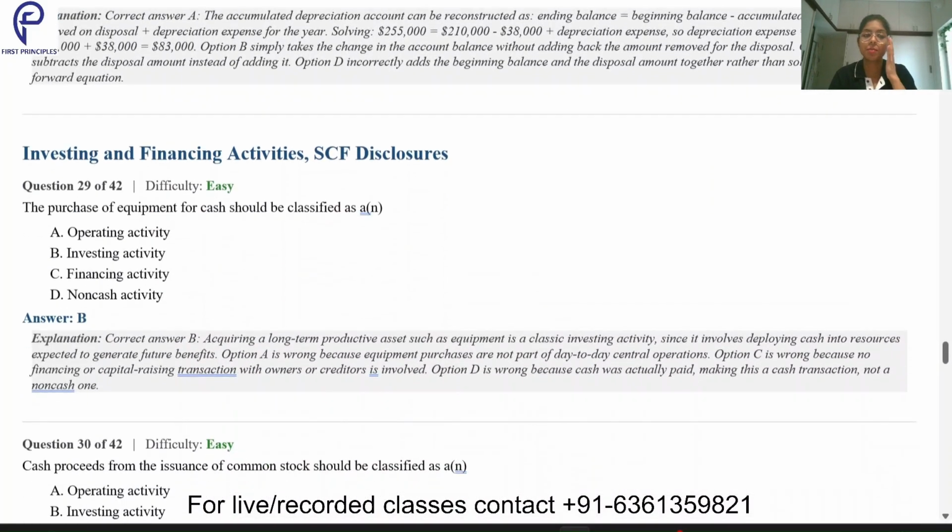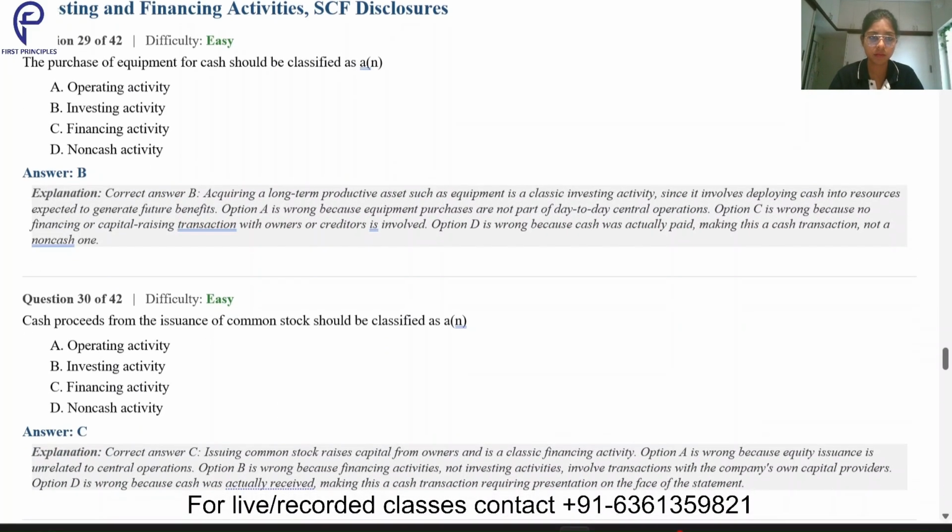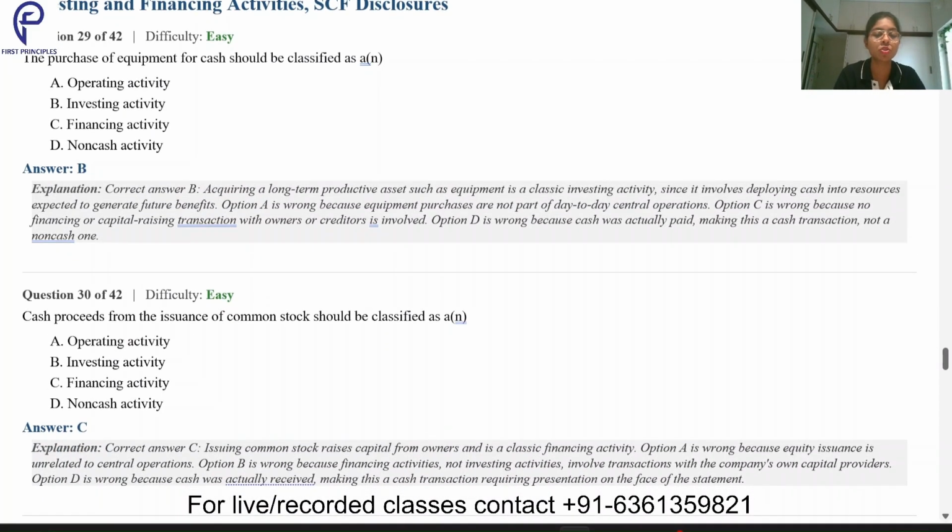Moving on to question number 29. Now we will have the questions based on the investing and financing activities. The question says the purchase of equipment for cash should be classified as a very simple investing activity. Yes, sometimes you get simple straightforward questions in the exam. But not every question will be like that, because we have 100 MCQs, so maybe one MCQ can be that straightforward. Then next question. Cash proceeds from the issuance of common stock should be classified as obviously a financing activity.